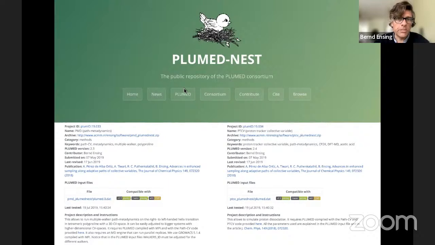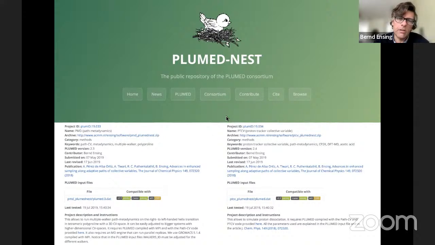This is implemented and also made available on PLUMED Nest. Maybe you've heard about this, PLUMED Nest. It's very nice. If you look on the PLUMED website, there's this so-called PLUMED Nest, and it has so-called PLUMED eggs in the PLUMED Nest, and each egg is an example of a type of simulation. And so Alberto, he made an example with input files and output files of this path collector variable with metadynamics and the multiple walkers for polyproline, and you can just download it, right?